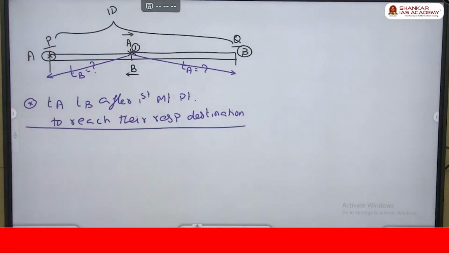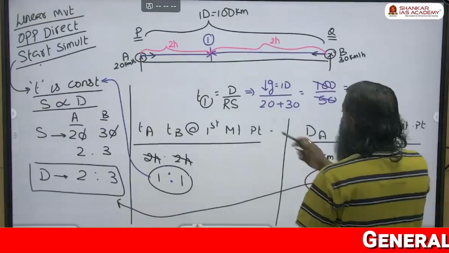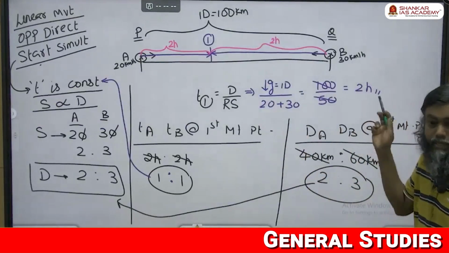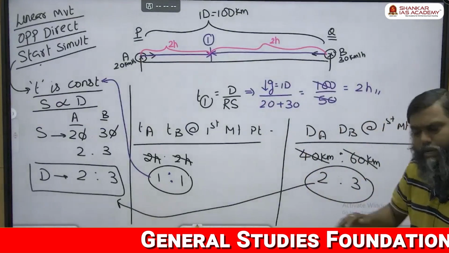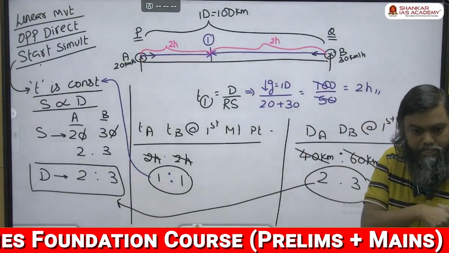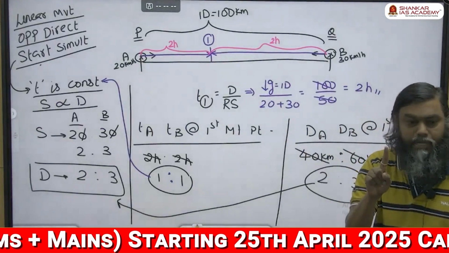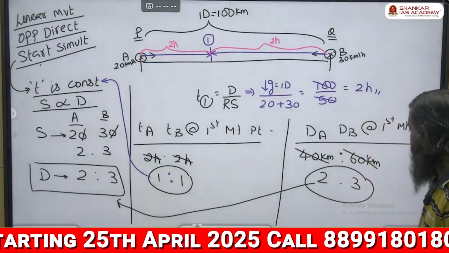Understood the language? What is the time taken for the first meeting? You know how to calculate that. That is 2 hours, but that is not asked in the question. What is asked? They met; now, what is the time taken for A to reach its destination, and for B to reach its destination after the first meeting? Listen now.